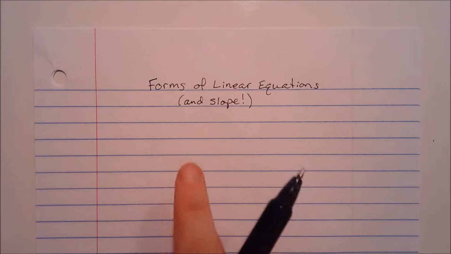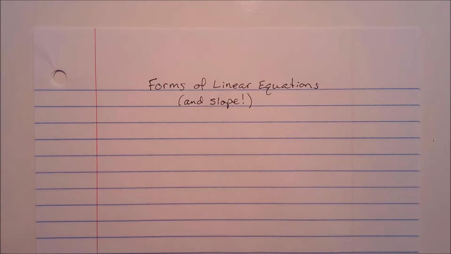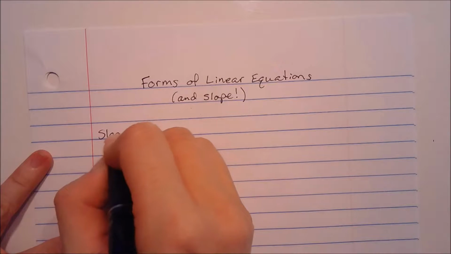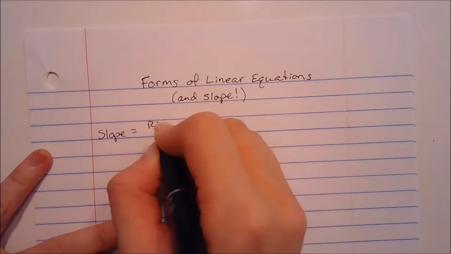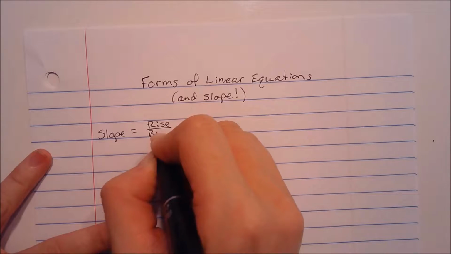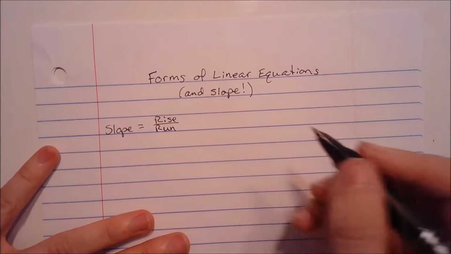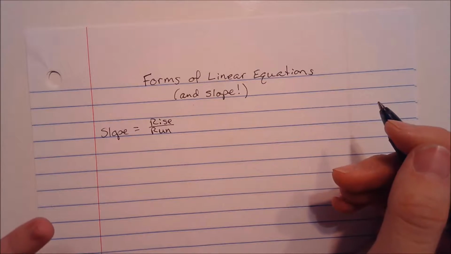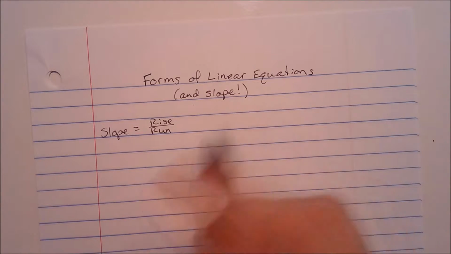Today we're going to be looking at the forms of linear equations and especially slope, because there seems to be a big emphasis on that on the TSI and also on the SAT to an extent. So most of you are pretty good with the fact that slope is rise over run, so the change in y over the change in x. So I'm not really going to belabor that point much either, because you guys are pretty good with that.